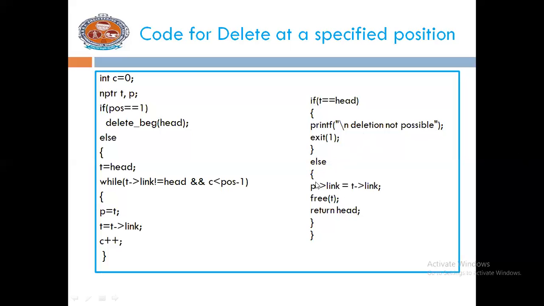Else, finally we are linking up the previous node and next node: P of link equal to T of link. Here P is the previous node and T is the required node. T of link gives the address of the next node. That means P of link is pointing to T of link. Finally we are deallocating the memory for T, which is at the given position. So with this, deleting a node at a specified position is over. Hope you understood.